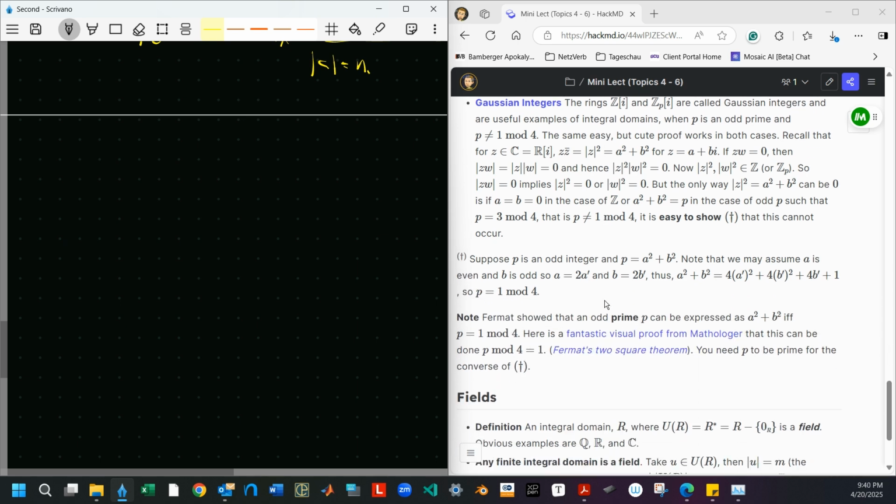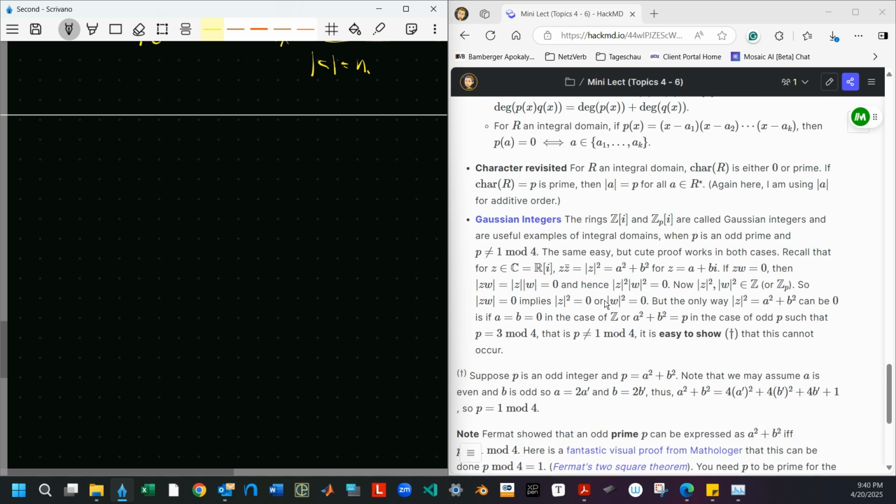Okay, let's see. So the next little example here is Gaussian integers. These turn out to be really, really important examples of things. Gaussian integers are things of the form a plus bi, where a and b are in Z. Or it doesn't have to be Z, it could be Zp.